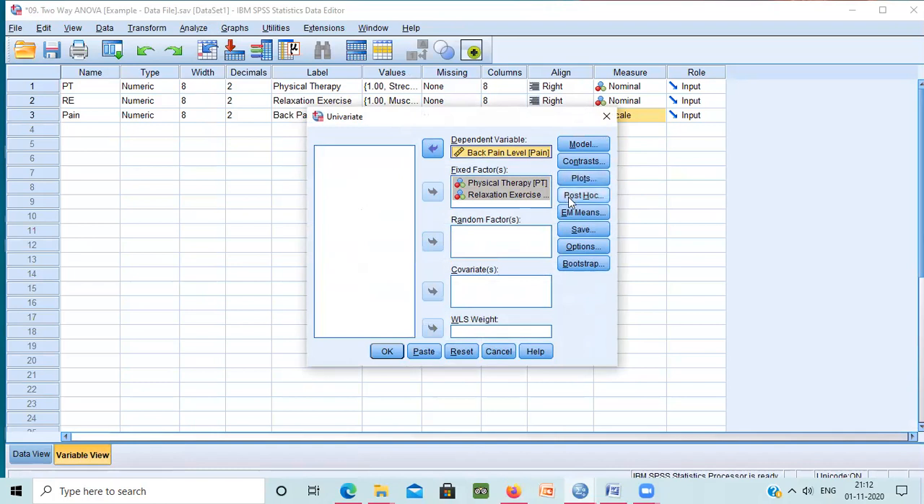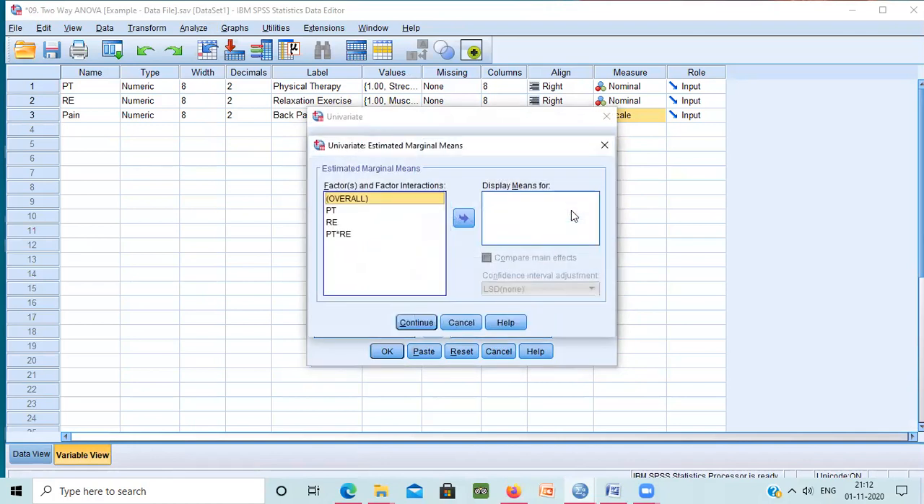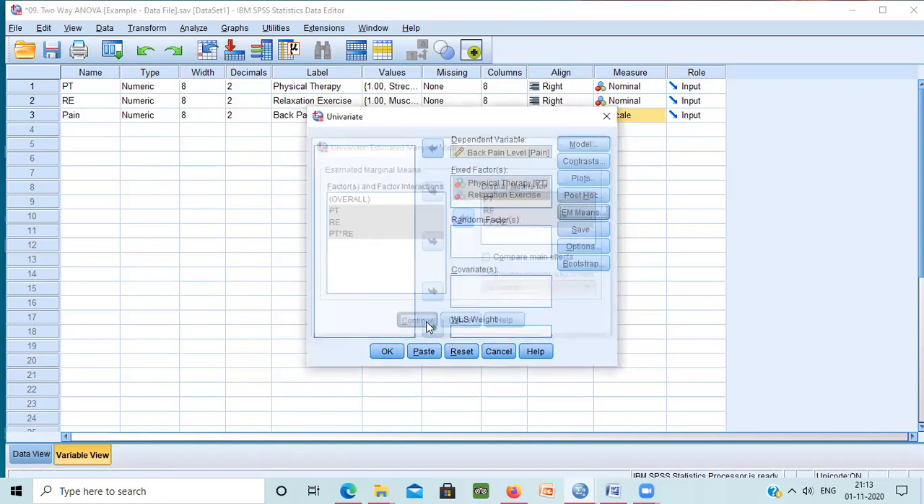First, I'm clicking on EM Means. I'm selecting physical therapy, relaxation exercise, and the interaction between physical therapy and relaxation exercise as the estimated marginal means I will be looking for. I'm not doing it for overall, just for physical therapy and relaxation exercise, which are the two independent variables, and the interaction that takes place between them. So I'll click on continue.